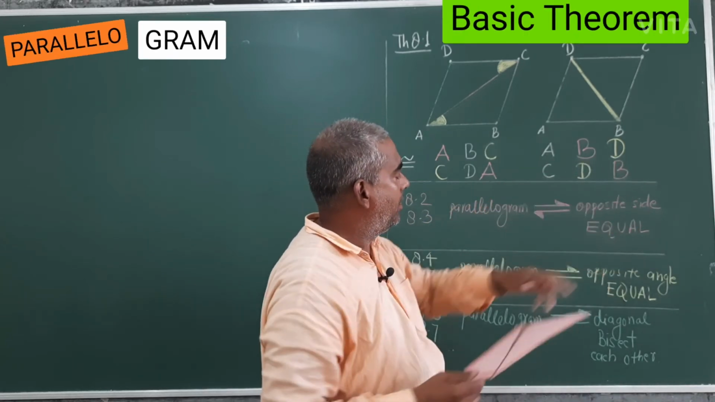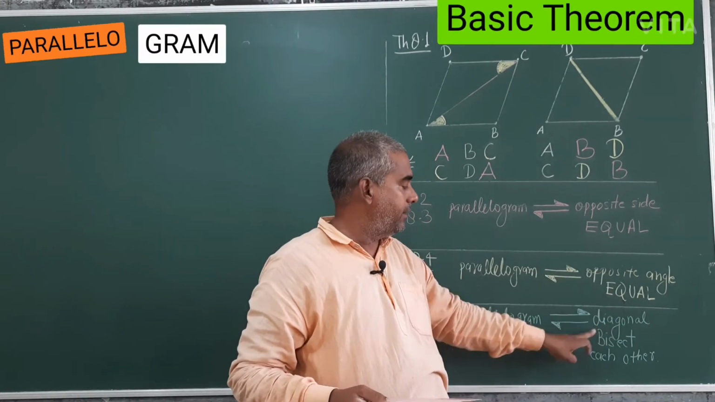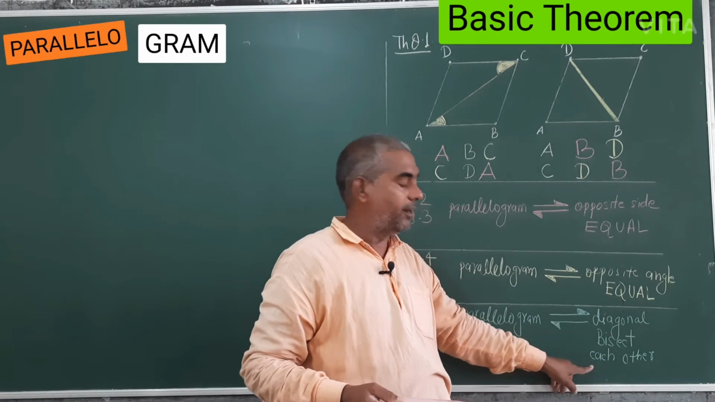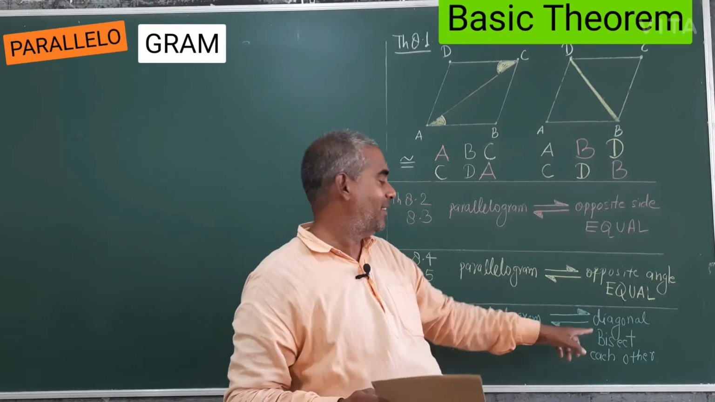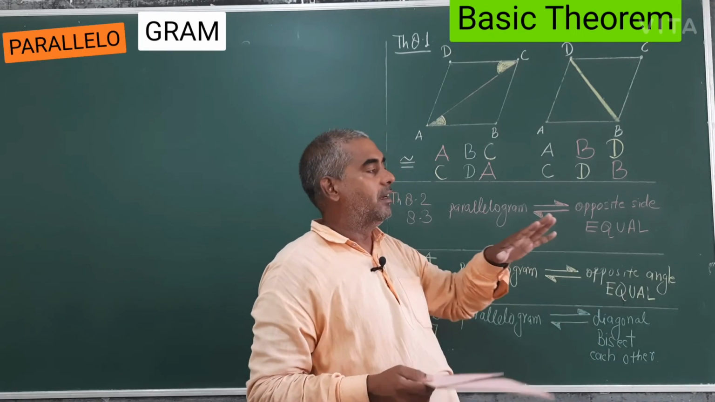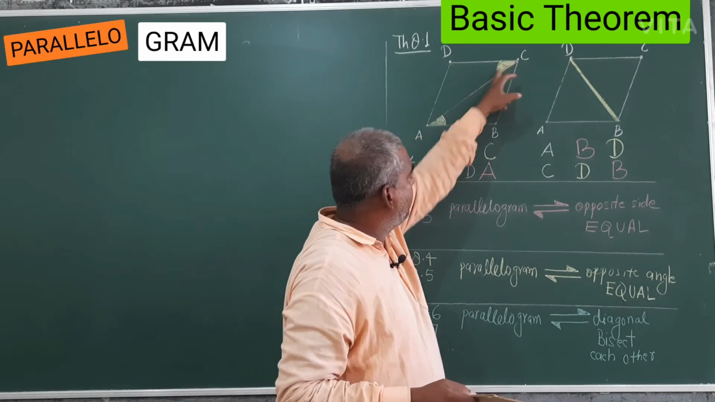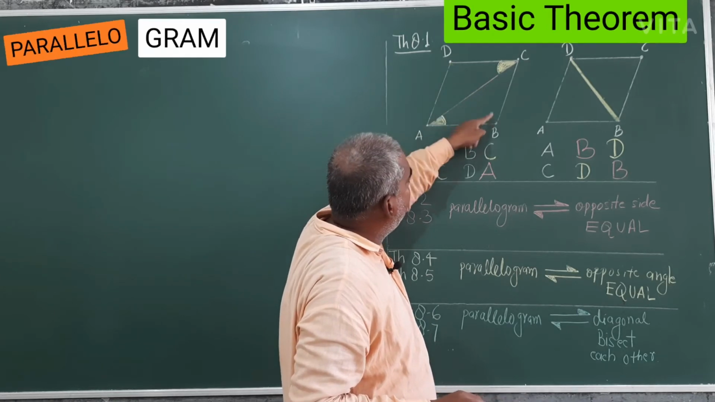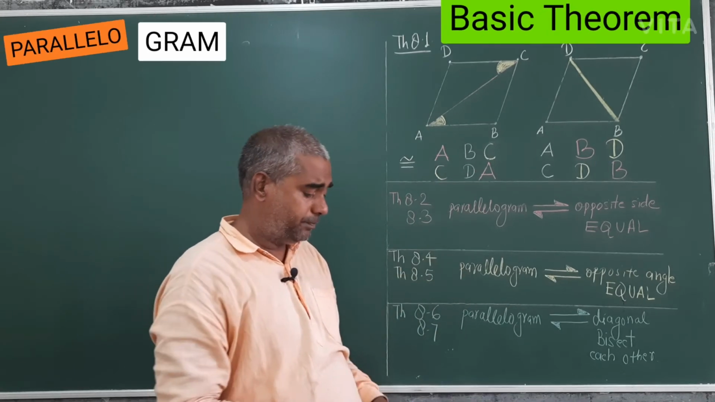Opposite angles are equal, opposite sides are equal, and the third one is that diagonals bisect each other. Each is also important here, that is why I have written diagonals bisect. Sometimes one diagonal is bisected by the other, not each. Each means when you draw BD, BD will be bisected and AC will be bisected. Diagonals are not equal, but they will be bisected by each other, which means this will be half and this will also be half. Okay, so this was the theorem.